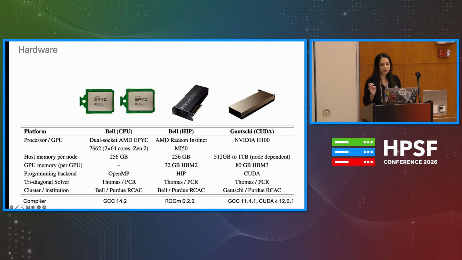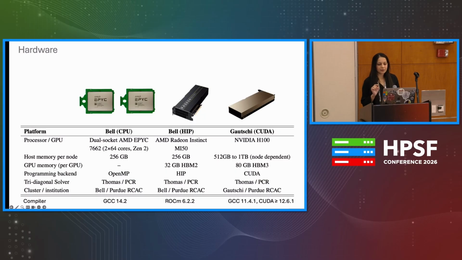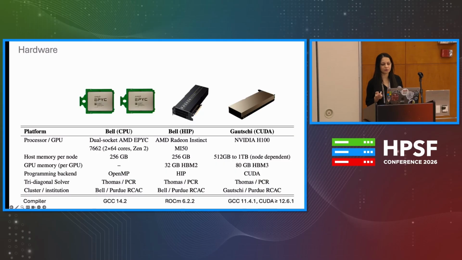All performance results were obtained on Purdue's RCAC clusters. For CPU and HIP runs, we use Bell, which is a dual-socket AMD EPYC processor, and AMD Radeon Instinct MI50 GPUs with 32 GB HBM2. For CUDA runs, we use Gilbreth, which has NVIDIA H100 GPUs with 80 GB of HBM3. Both Thomas and PCR solvers were benchmarked on all three backends.